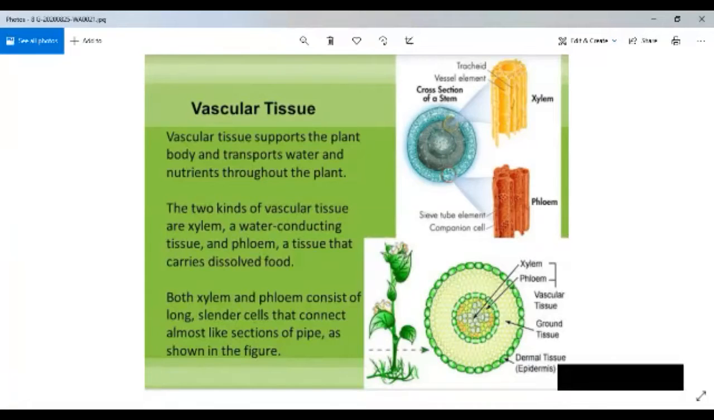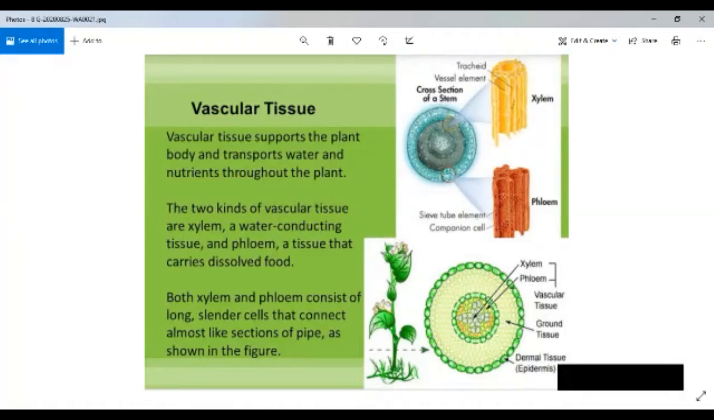So there are two kinds of complex tissue, that is the xylem and phloem. Xylem carries water and phloem carries dissolved food. Both xylem and phloem consist of long, slender cells that connect almost like sections of pipe, connecting almost all the cells. That is xylem and phloem.